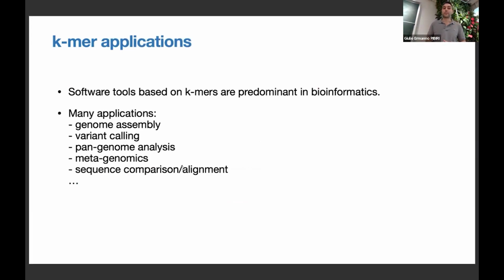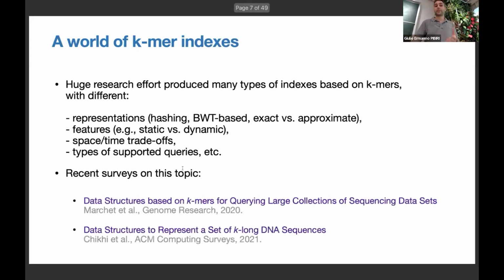So since K-mers are very popular, they have found countless applications, and in fact, software tools based on K-mers are everywhere in bioinformatics for genome assembly, variant calling, pangenome analysis. So I confess that I'm not an expert of these applications themselves. I consider myself a data structure guy. But I know that they are used everywhere. And as a matter of fact, the community has produced a lot of indices based on K-mers.